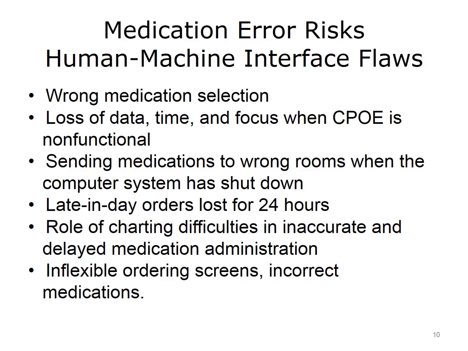Examples of human-machine interface flaws are wrong medication selection, loss of data, time, and focus when CPOE is non-functional, sending medications to wrong rooms when the computer system has shut down, late in-day orders lost for 24 hours, role of charting difficulties in inaccurate and delayed medication administration, inflexible ordering screens, incorrect medications.